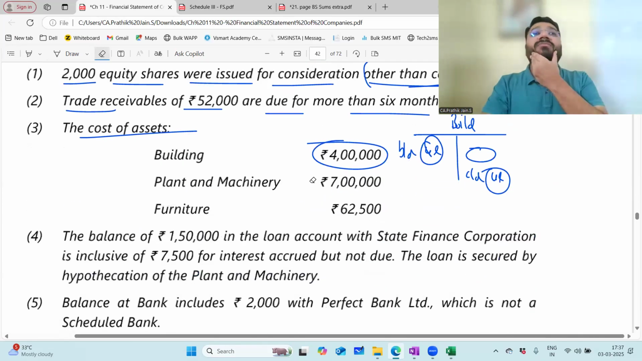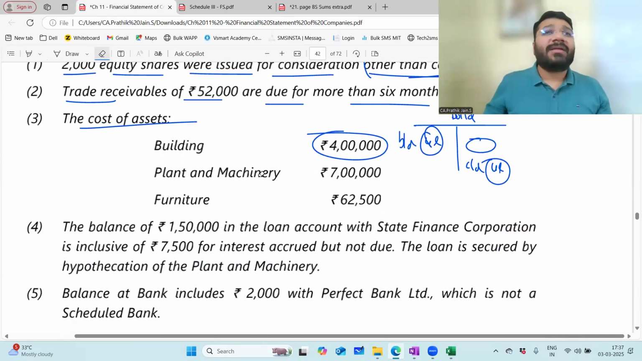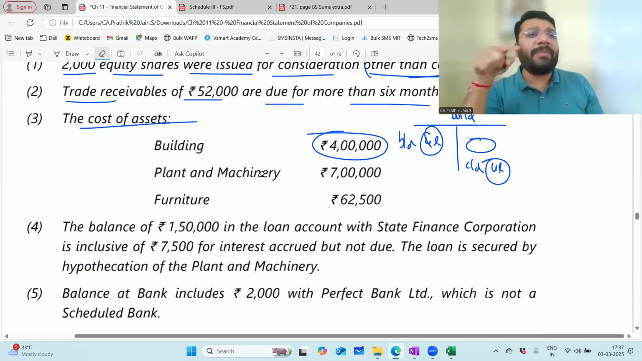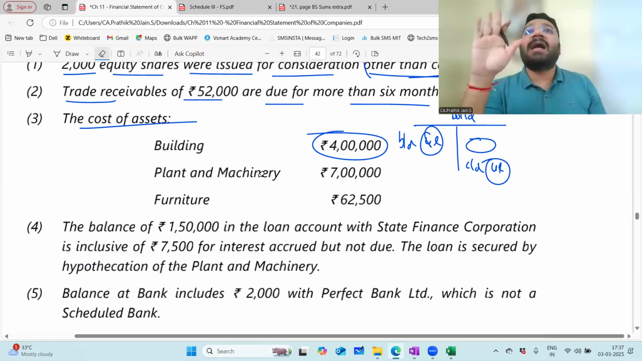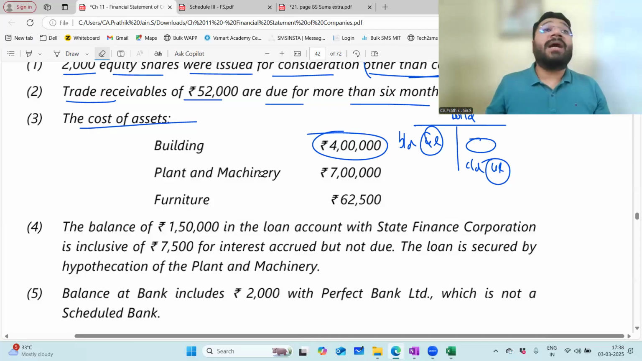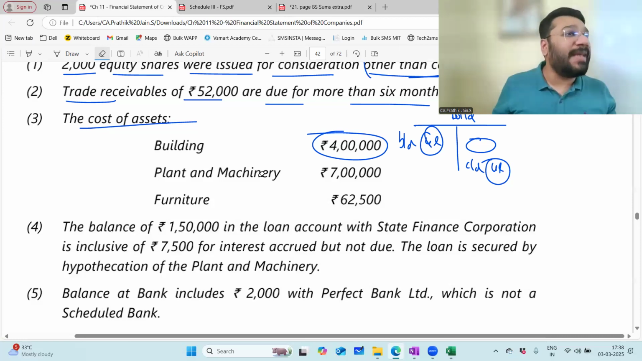Now, sure. Sir, understood, sir. Now, what am I supposed to do with this information? They're asking to prepare the balance sheet, not the statement of P&L. They asked me to prepare the balance sheet. So, what am I supposed to do? Sir, you're supposed to show the disclosure requirement: asset list, gross block, depreciation, net block. For presentation purpose, this information is relevant.